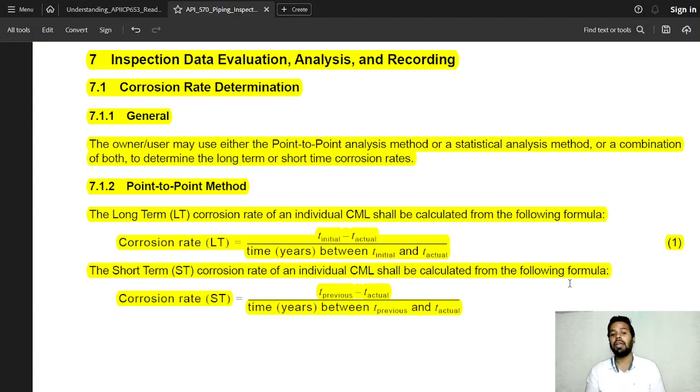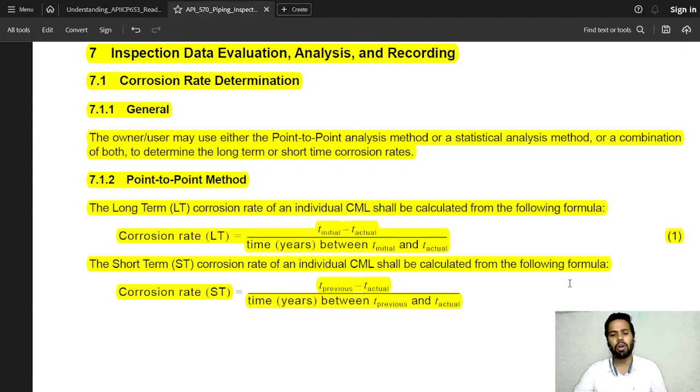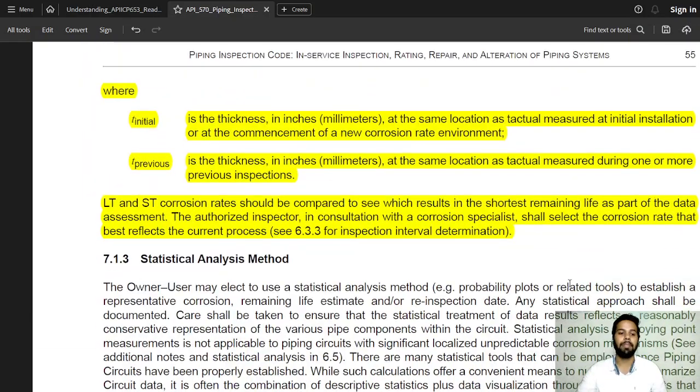So in point-to-point method, we have the formula for long-term as well as short-term corrosion rate. The long-term corrosion rate is T initial minus T actual, divided by the time in years between the T initial and T actual. We'll understand this by a simple example, but first we need to understand that there is a formula for a long-term corrosion rate and for a short-term corrosion rate. A short-term corrosion rate for an individual CML can be calculated by the following formula. The short-term corrosion rate is T previous minus T actual, divided by the time in years between T previous and T actual. Okay, so we'll talk about this later on with the help of some example.